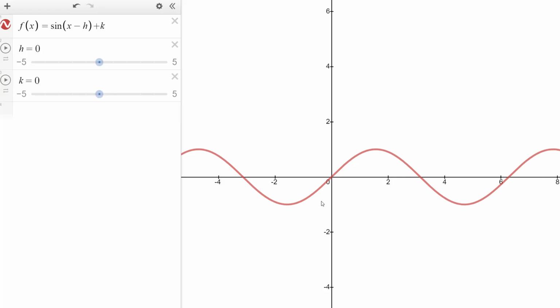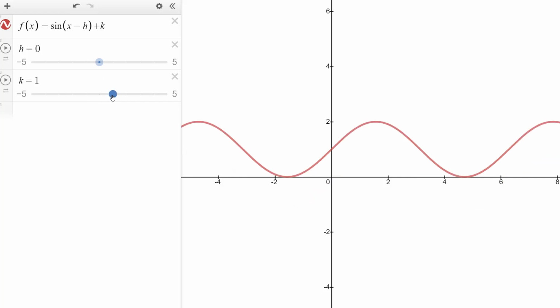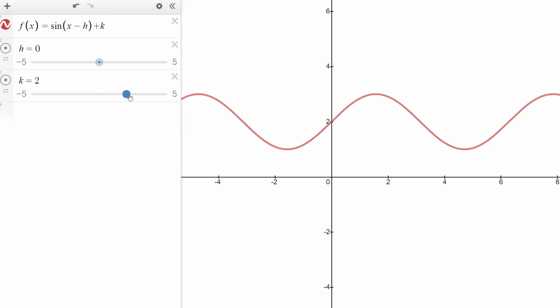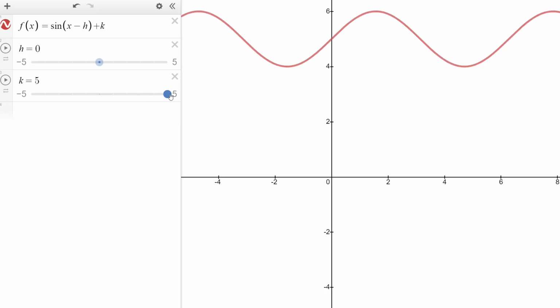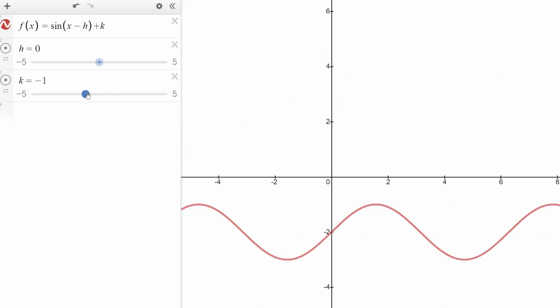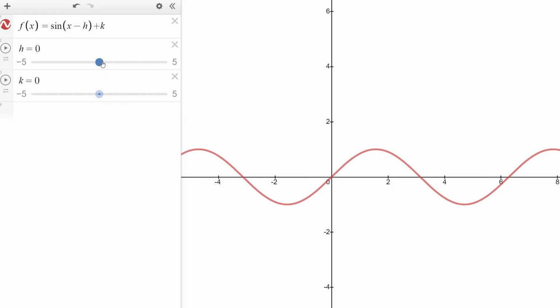Now here's our sine function, standard sine. You've seen that before. And we know that the k should adjust the output values, the y values. So if I increase k from 0 to 1, it should lift, and it does, lifts up the function 1 unit. Then we have 2 units up, then 3, then 4, then 5. So you could play with this all day long. Not that you'd want to, but there you go.